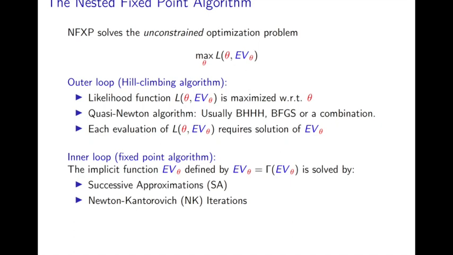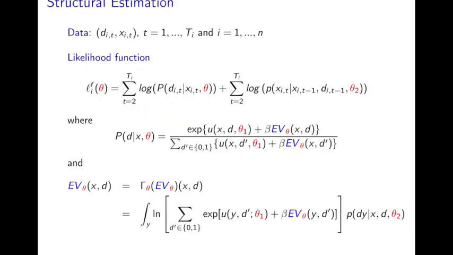So you've already seen the nested fixed point algorithm. There's an outer loop that searches over the parameter space. And then for each evaluation of the likelihood function, you need to go here and do the inner loop and find the solution to this Bellman equation by a combination of successive approximations and Newton-Kantorovich iterations. We're going to talk about Newton-Kantorovich iteration just a little bit later. It turns out to actually be quite important for the implementation. Now, so this is really what you need to solve, like going back one slide. Okay.